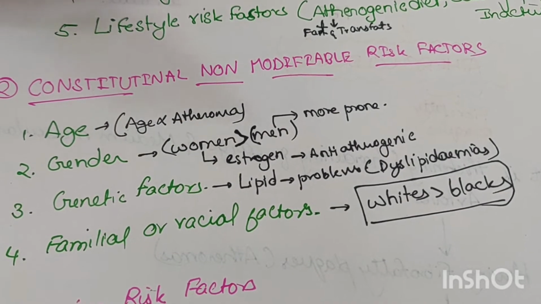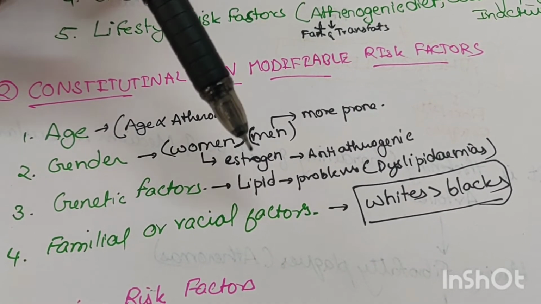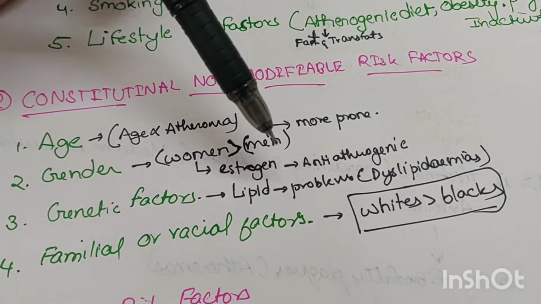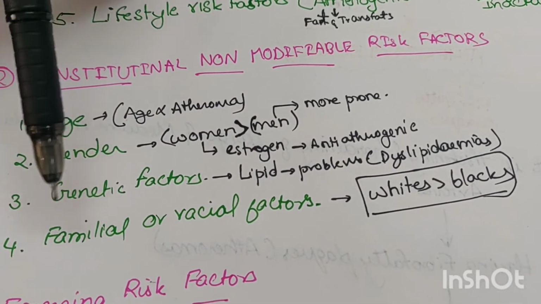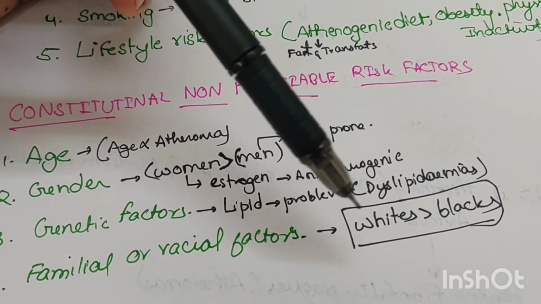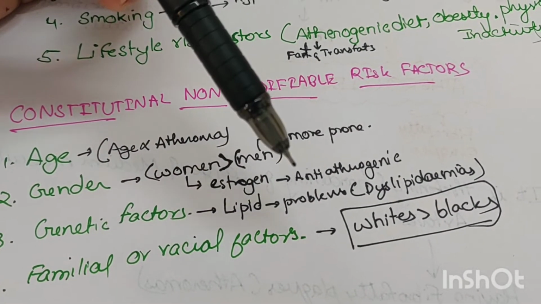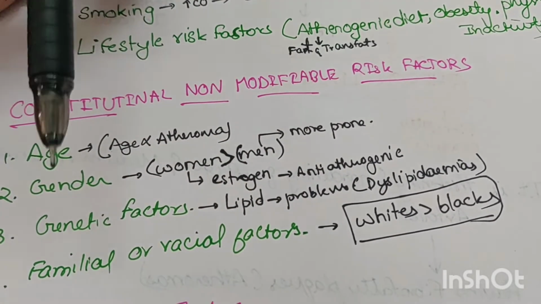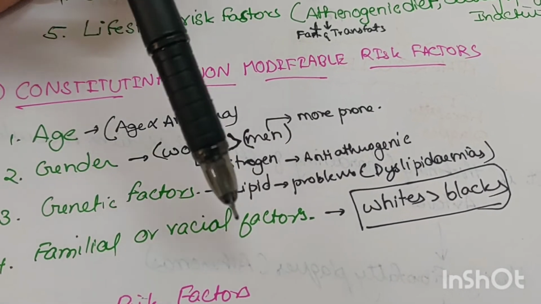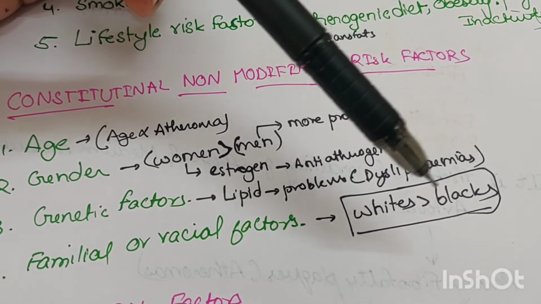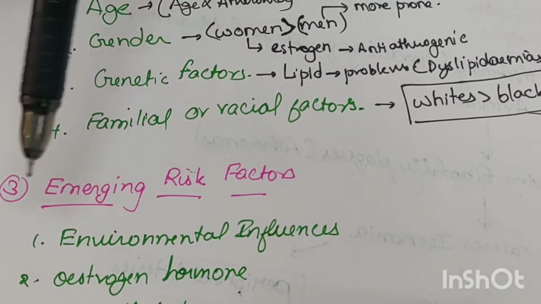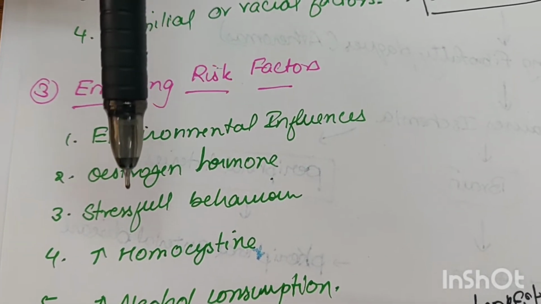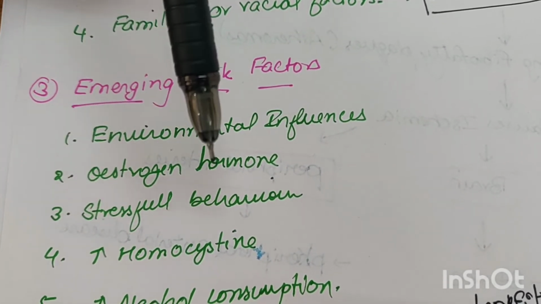Mainly premenopausal women have less chance of getting atherosclerosis because estrogen is anti-atherogenic, whereas men are more prone than women. And genetic factors in dyslipidemias; we have many dyslipidemias, which you can see later, that can lead to atherosclerosis. And next we have racial factors, like whites have more chances of getting atherosclerosis than blacks. And emerging risk factors like environmental influences and estrogen hormone, which is mainly helpful to prevent atherosclerosis.